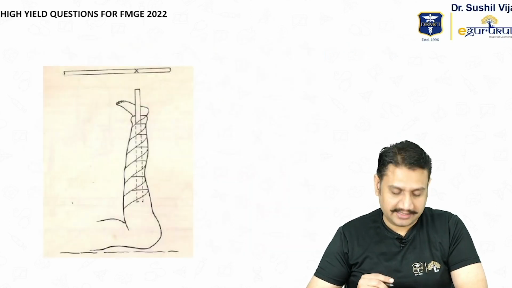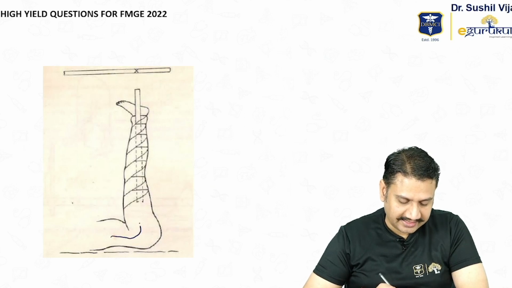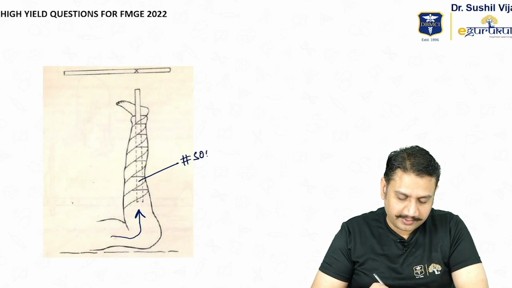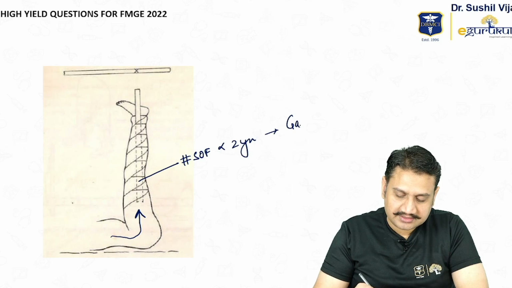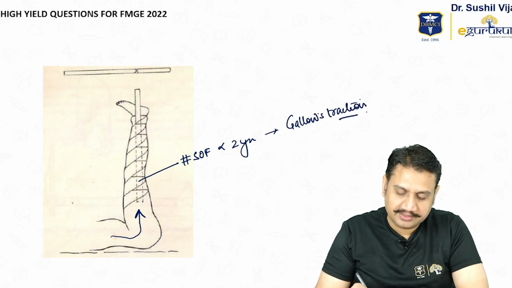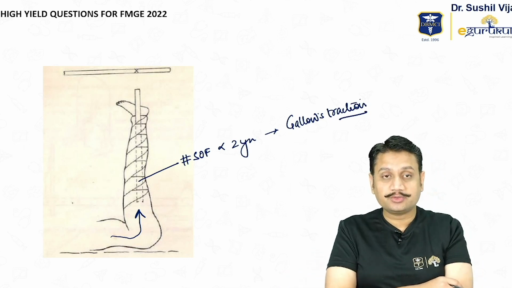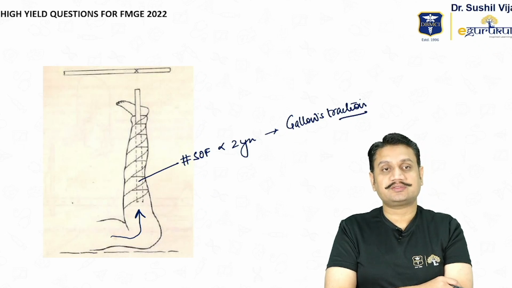Please remember. Right, one other traction where the child has been hung like this is for stabilizing the fracture shaft of femur. In whom? In a child less than 2 years. What do we call it? It is known as gallows traction. So these are certain important traction systems which you must remember. For fracture shaft of femur in a child less than 2 years old, we can use gallows traction.